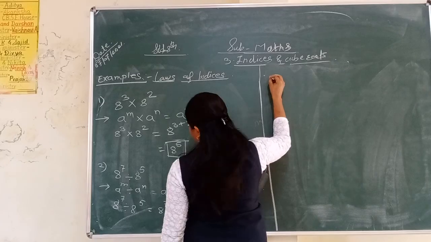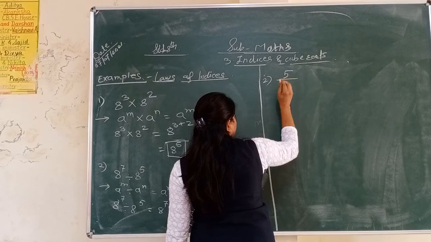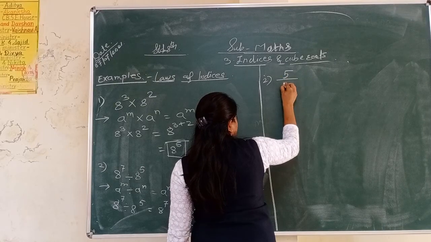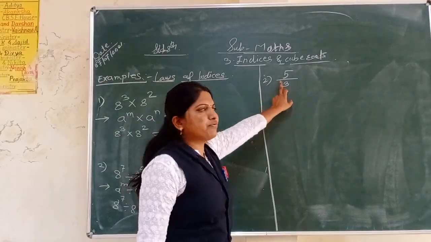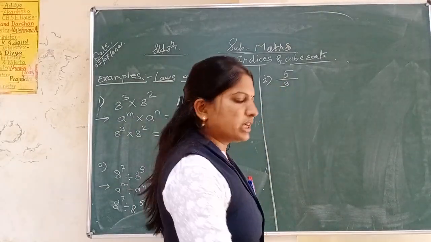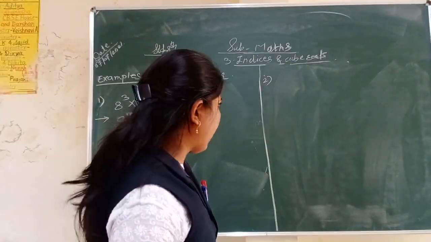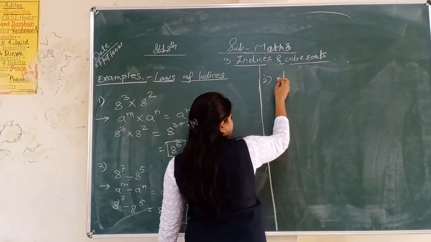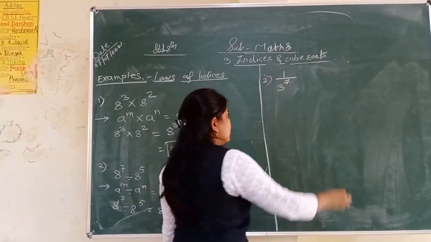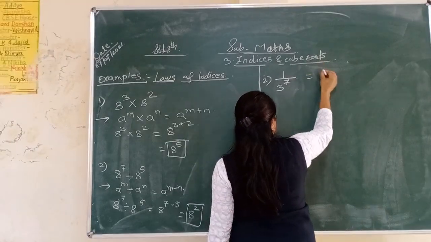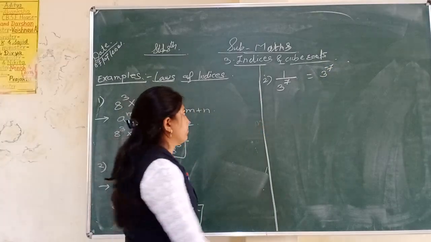Suppose you have an example like 5 upon 3. Two different numbers are here, so we can't apply any rule of index. But if you have 1 upon 3 raised to 7, this is the inverse. Write directly 3 raised to minus 7.